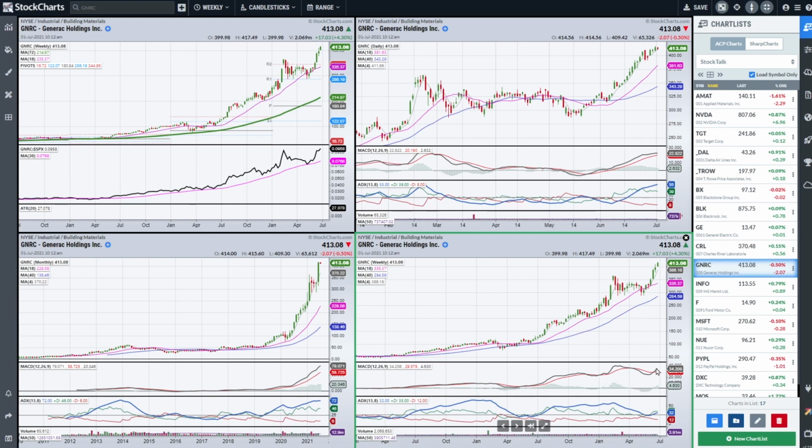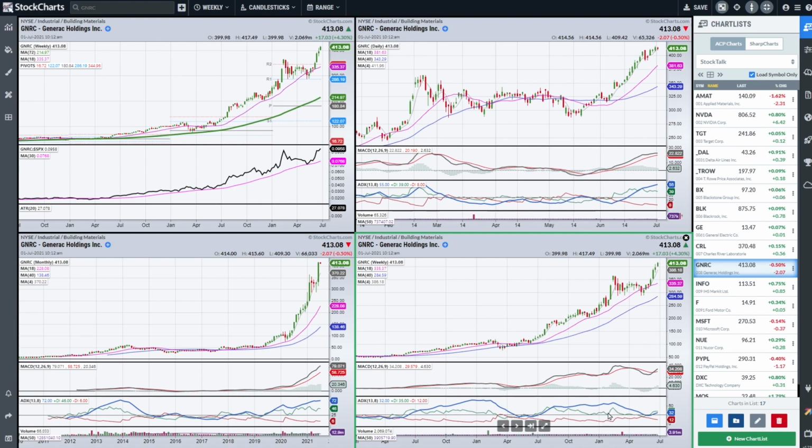Don't get too consumed with the fact that the MACD hasn't confirmed this new high yet. Even though we've made a new high here, it's very possible if this lingers for another week or two that the MACD will go up and confirm.